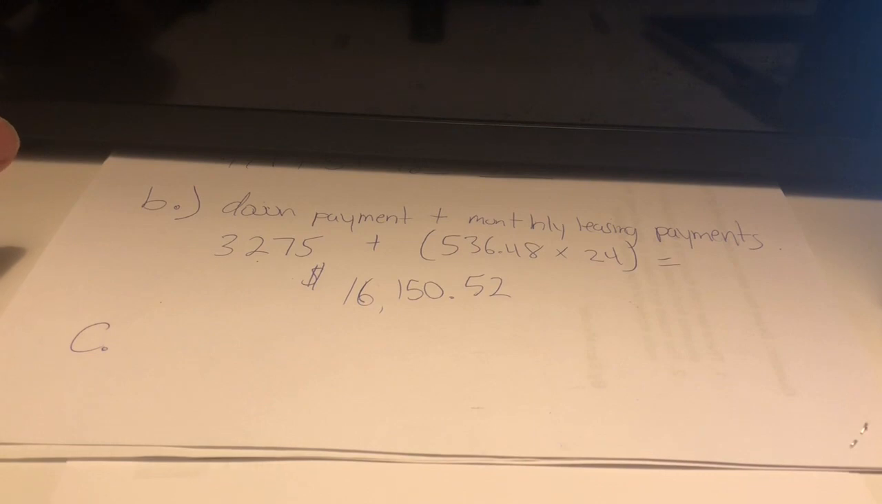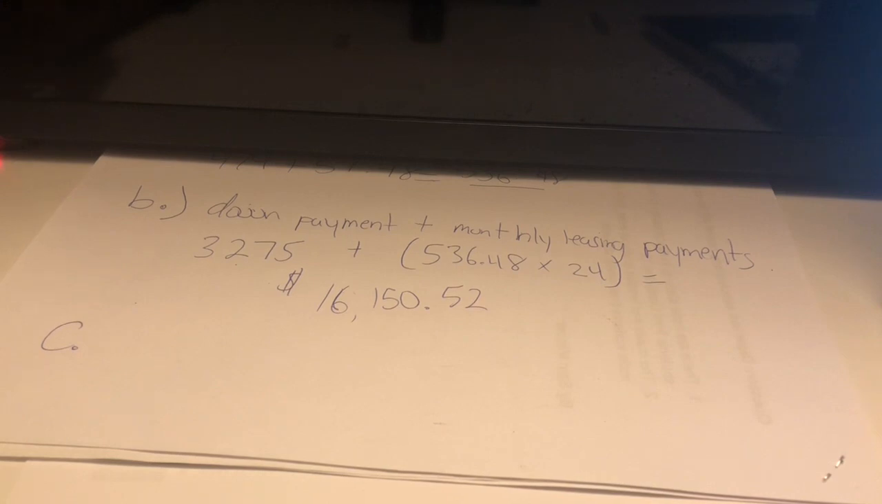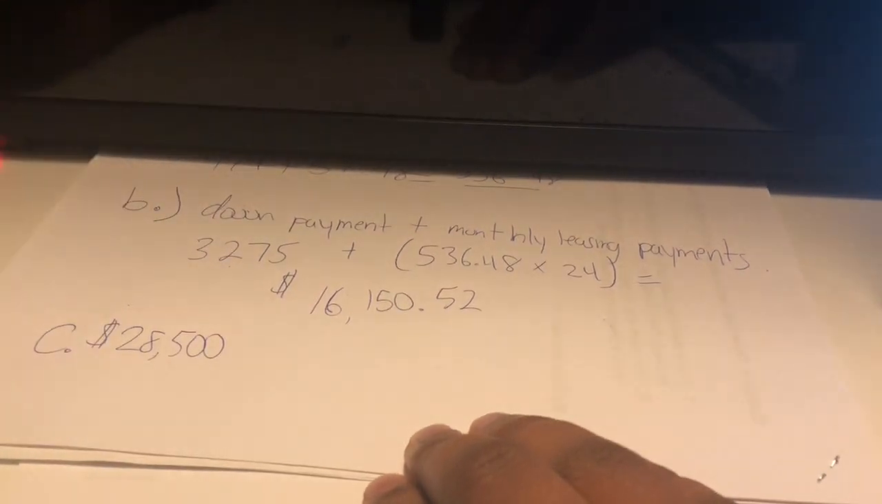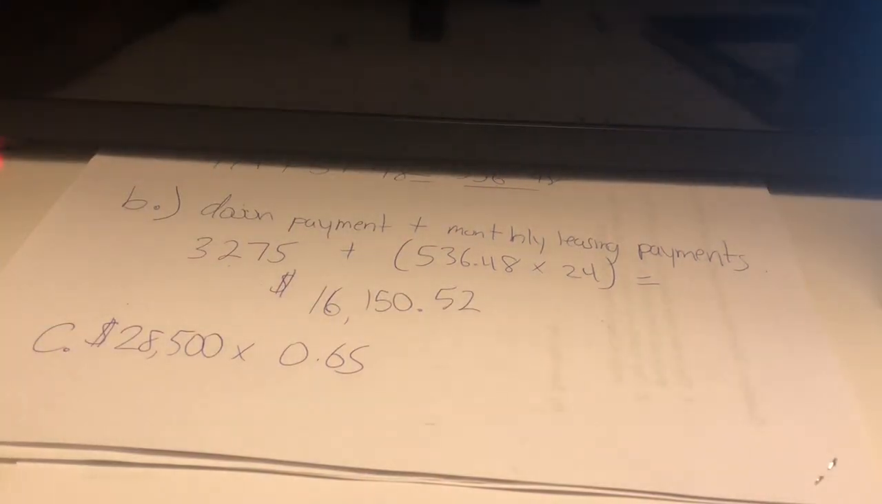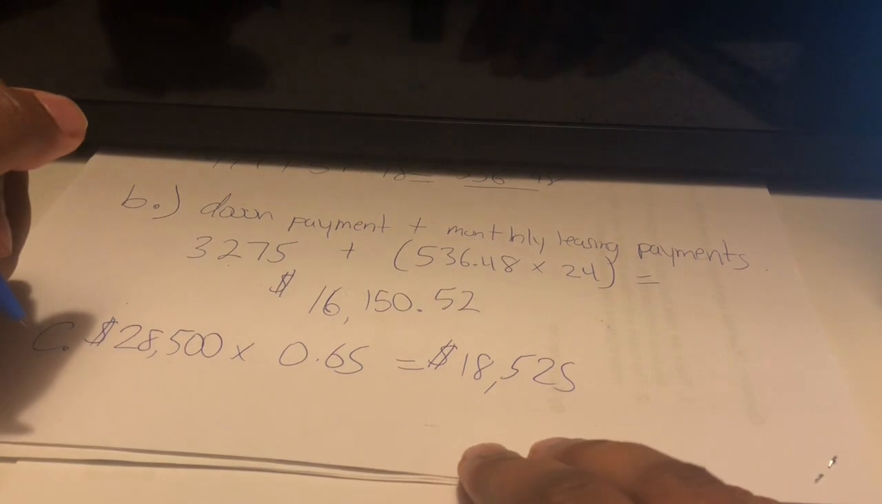So for part C, the question asks for the calculated total residual value of the minivan, including the tax. Remember, at the end of the lease, we have the option to buy the car at a certain amount. It said 65% of the original sales price. The original in this case was $28,500, so we multiply that by 0.65, which is also 65%. You should get $18,525 for the guaranteed residual value.